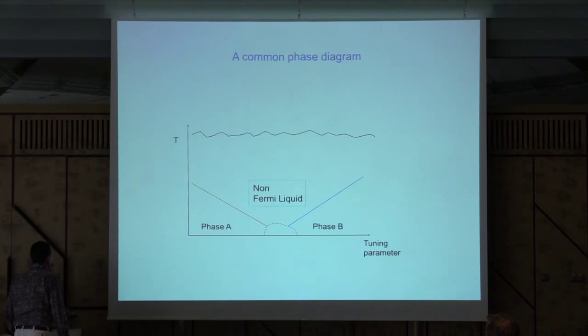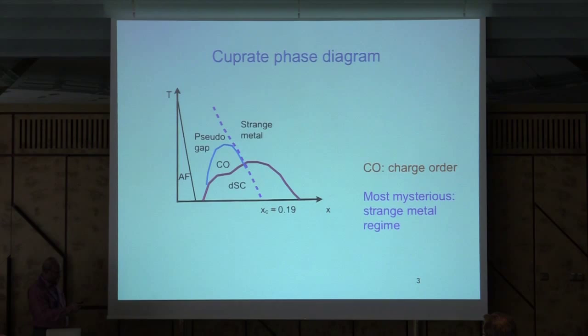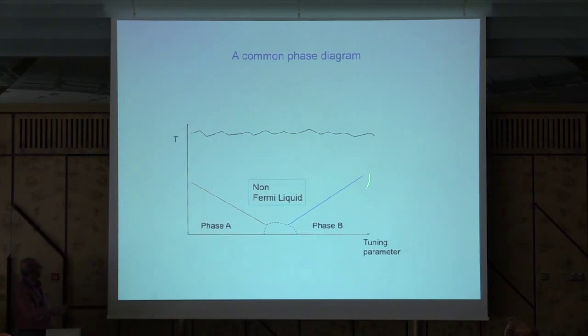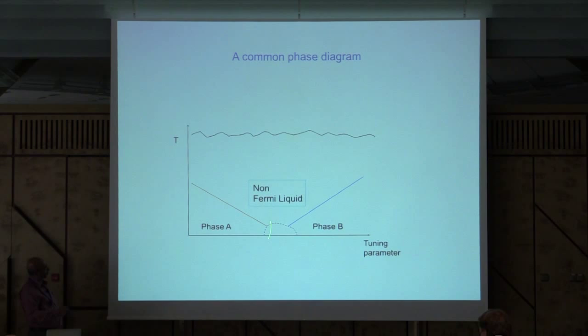So a common phase diagram in many of these correlated systems is something like this, where as you tune some parameter, for instance, pressure or magnetic fields or doping, you go from a certain phase, which I'll call phase A, to a certain other phase, phase B, through some intermediate phase, which occupies a narrow region of the phase diagram. But as you go above this intermediate phase, you get a metal which doesn't at all look like a Fermi liquid. And this is actually very common.